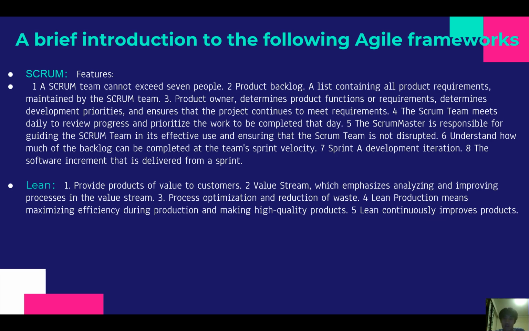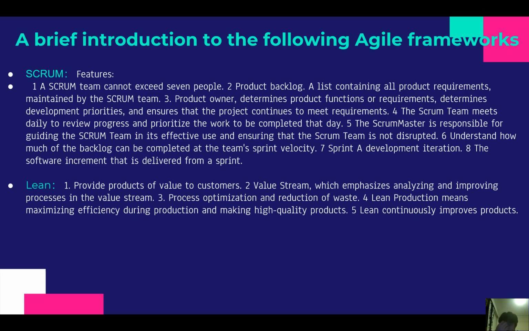Third is product owner. It determines product functions or requirements, determines development priorities, and should ensure that the project continues to meet requirements. And fourth, the Scrum team meets daily to review progress and prioritize the work to be completed that day. And fifth, the Scrum Master is responsible for guiding the Scrum team in its effective use and ensuring that the Scrum team is not disturbed.